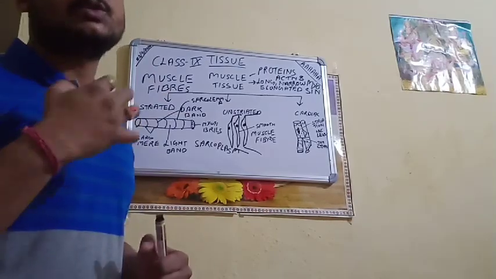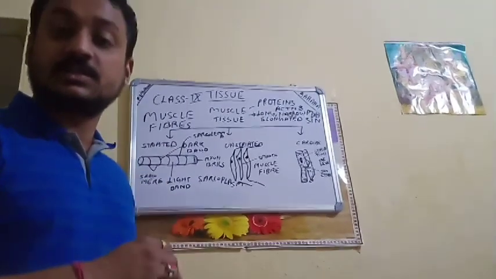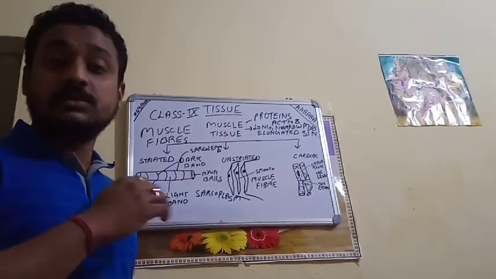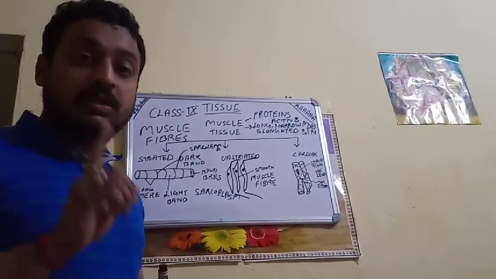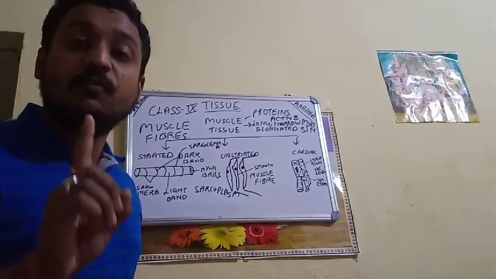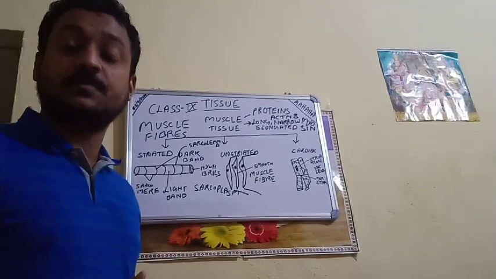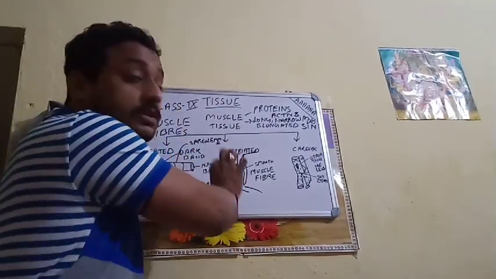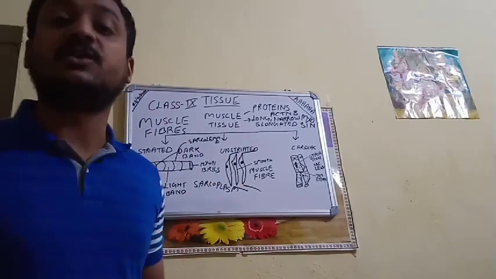Involuntary muscles means muscles which are not in our control, like the muscles in the stomach, muscles of the alimentary canal, muscles in our lungs. They function only whenever our body requires it. If our body does not require anything to be done by the involuntary muscles or the unstriated muscles, they won't be functioning.